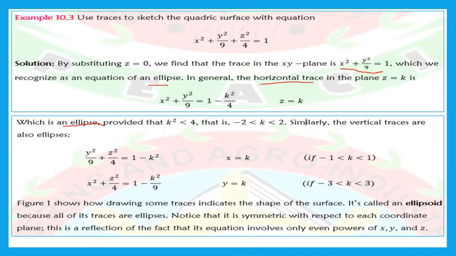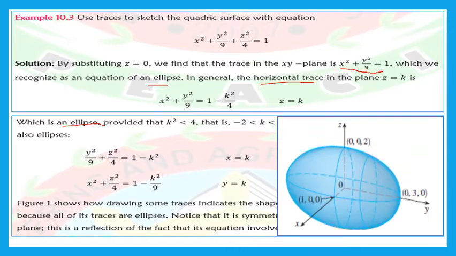Figure 1 shows how drawing some traces indicates the shape of the surface. It is called an ellipsoid because all of its traces are ellipses. Notice that it is symmetric with respect to each coordinate plane. This is a reflection of the fact that its equation involves only even powers of x, y, and z. Okay? So, ito yung graph ng ellipsoid natin.